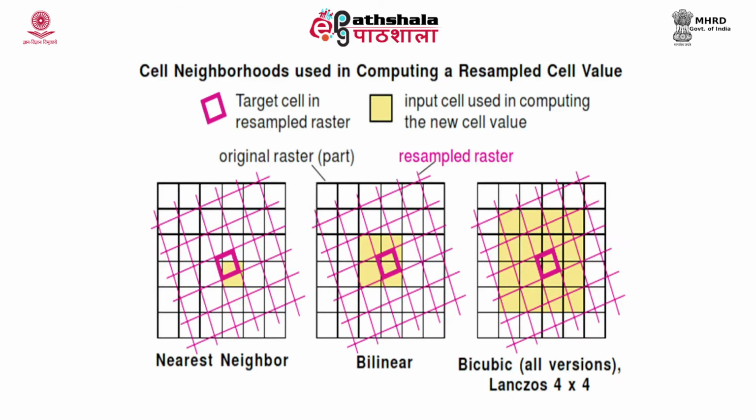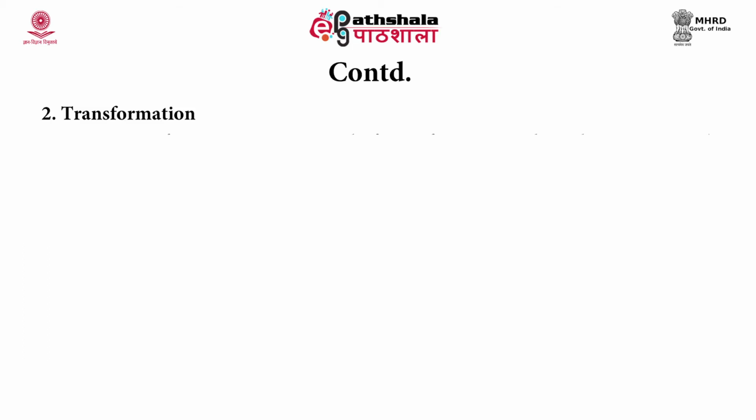So, these are the methods of resampling that we just discussed, and in all the 3 images the black image is the original raster image, while the pink image is the resampled area. As you can see, in nearest neighbor only 1 pixel is taken into consideration, while in bilinear the adjacent 4 pixels are taken into consideration, and in bicubic the adjacent 16 pixels are taken into consideration. The next step is transformation.